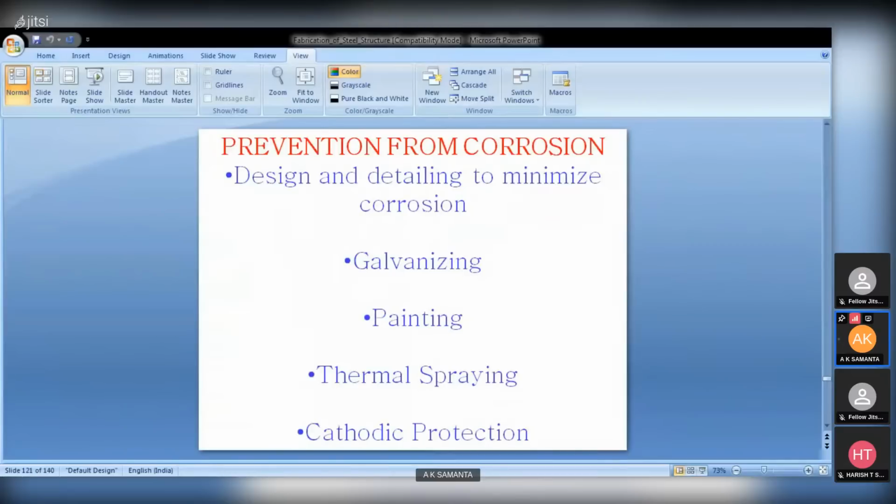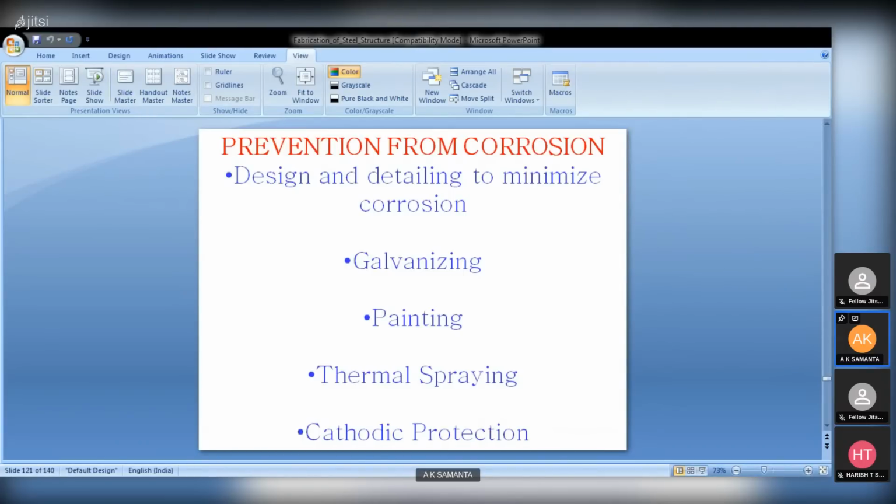Designers have some role to play, designing and detailing to minimize corrosion. The detailing of the structural elements should be such that there is the least possibility of accumulation of moisture or dirt, so that the surface will be clean. Then the other methods are galvanizing, painting, thermal spraying, and cathodic protection. Let me go through them briefly one by one.